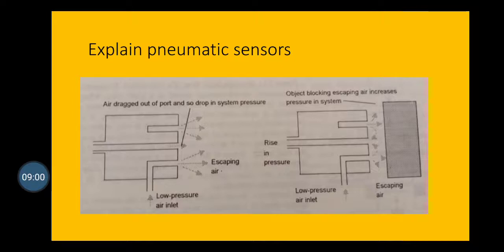Next one, explain pneumatic sensors. Here in this diagram of the pneumatic sensor, the main components are here. The component's drag out the port and so drops the system pressure. Here this arrow mark is escaping air, and inside the low pressure air inlet. Here the one object is there, applied on the air pressure, rise in pressure, and low pressure air inlet. That is the diagram.